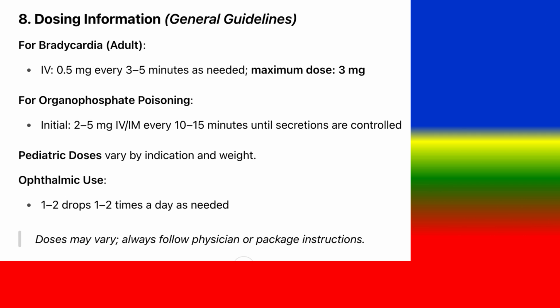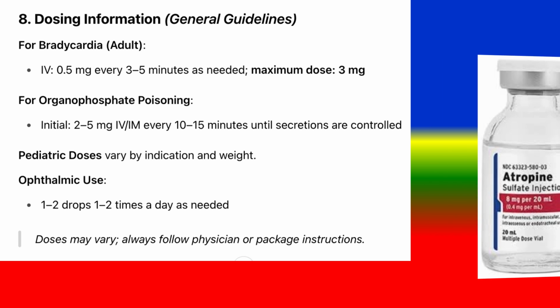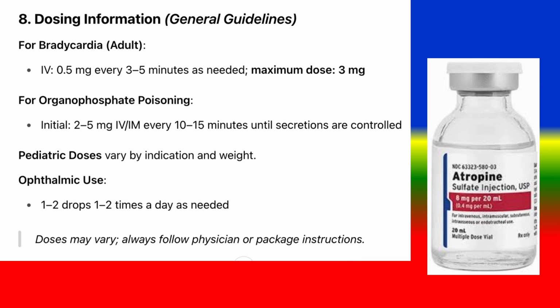8. Dosing information. For bradycardia, adult, IV, 0.5 milligrams every 3 to 5 minutes as needed. Maximum dose, 3 milligrams. For secretions, initial, 2 to 5 milligrams IV or IM every 10 to 15 minutes until secretions are controlled. Pediatric doses vary by indication and weight. Ophthalmic use, 1 to 2 drops, 1 to 2 times a day as needed. Doses may vary. Always follow physician or package instructions.